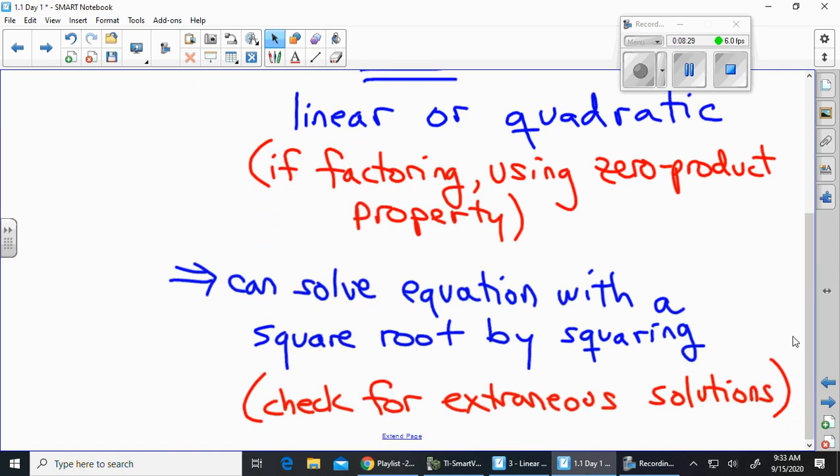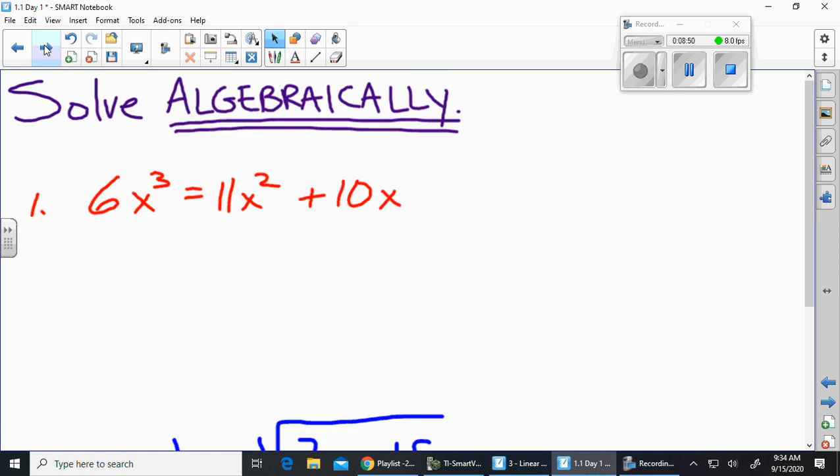The other thing that I should be able to do is solve an equation with a square root, because I should know to get rid of a square root, I square. But with that, you need to make sure you always check for extraneous solutions. So most of the homework that I give you is solving algebraically or solving graphically.